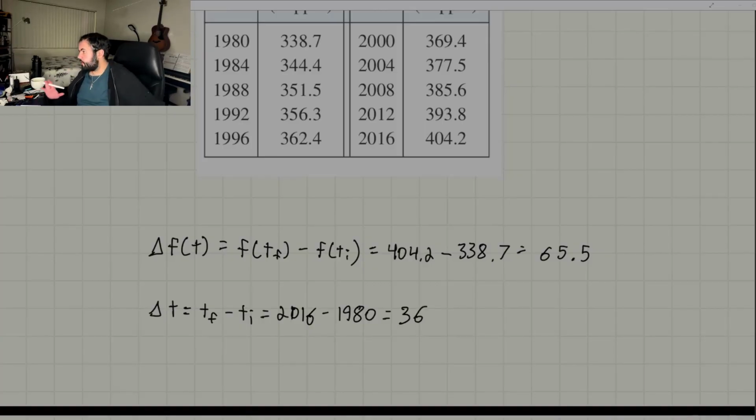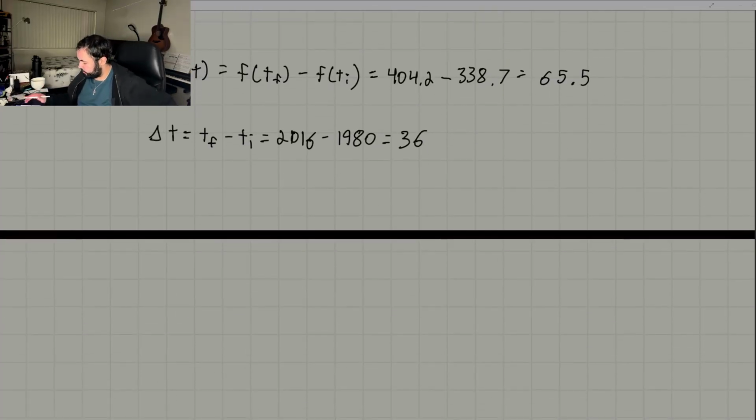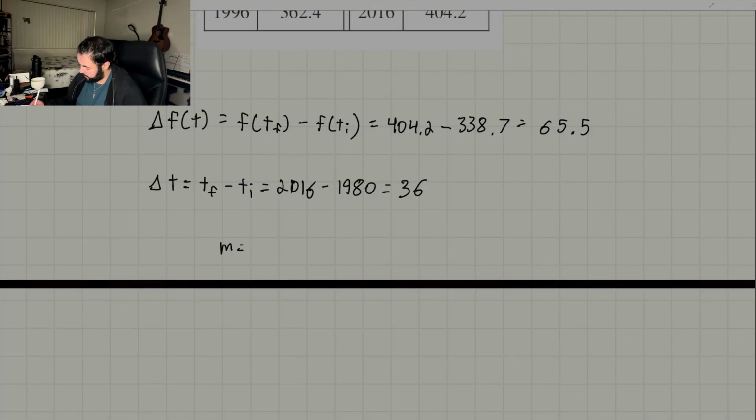So we have our two differences, but the slope is the ratio of these two. So the slope is going to be equal to the difference in the CO2 levels divided by the difference in the amount of time that elapsed. And that is approximately equal to 1.819. So now we have our slope and we have our point that the slope is going through.